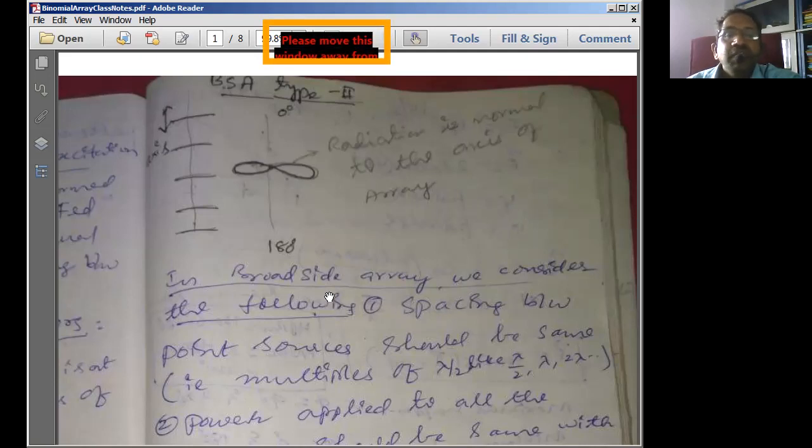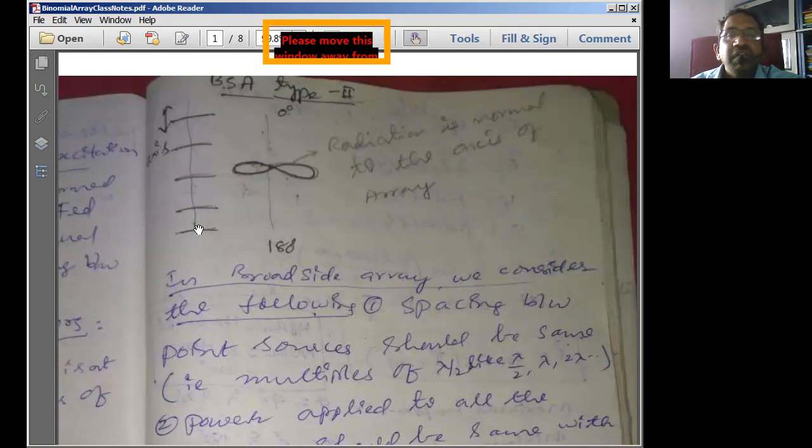So what is the broadside array? We know that a broadside array is always going to radiate the EM field in a direction which is normal to the axis of the array. There are two types of broadside arrays, type 1 and type 2. In type 1, the axis of the array is horizontal, and the radiation is perpendicular to that. Type 2 broadside array is going to be like this, where the array axis is vertical.